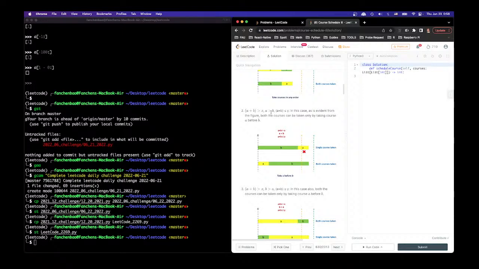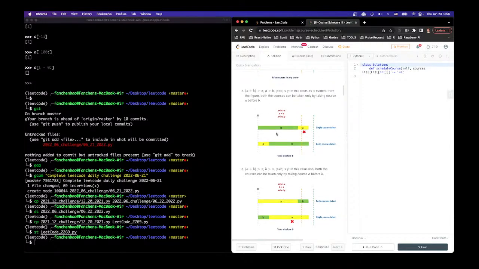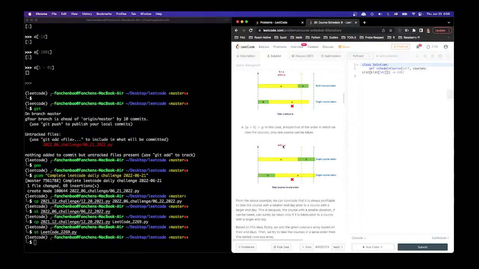So in the second scenario, say A is larger than B. If we take A and B, that works. But if we take B and then A, it doesn't work. So we always have to take A and then take B, right? In all these situations, it's always take A and then take B. That will give us the best, no matter what.